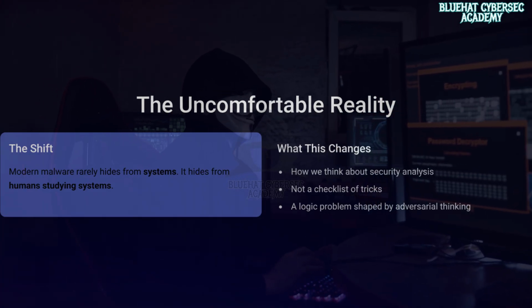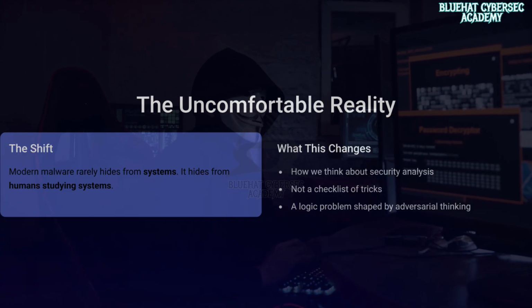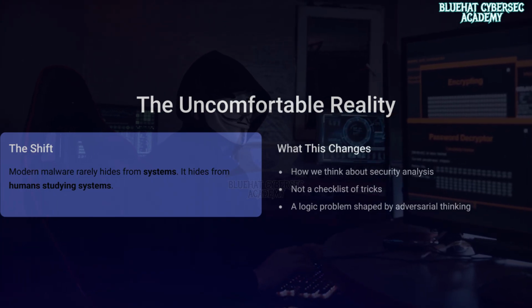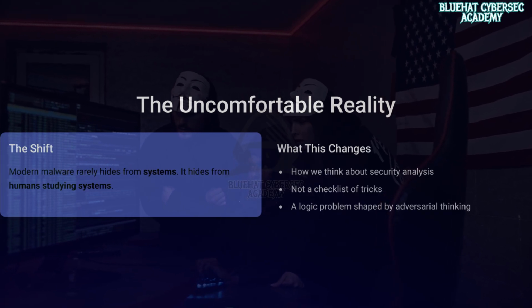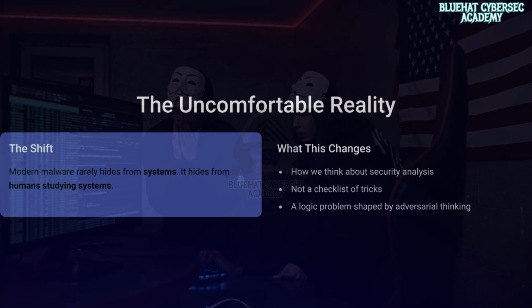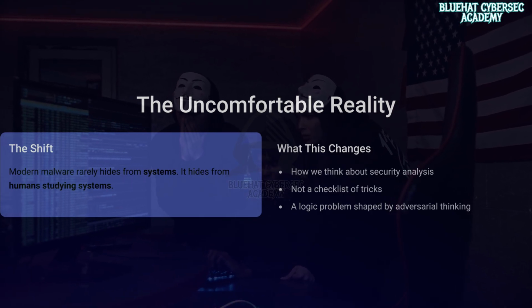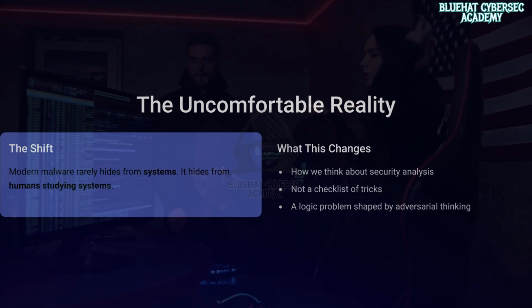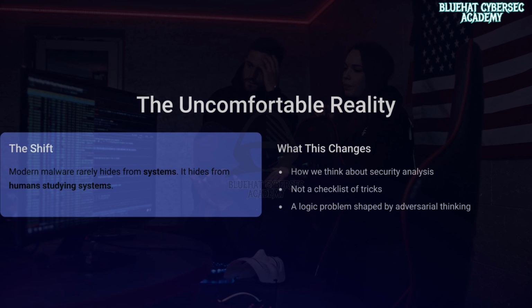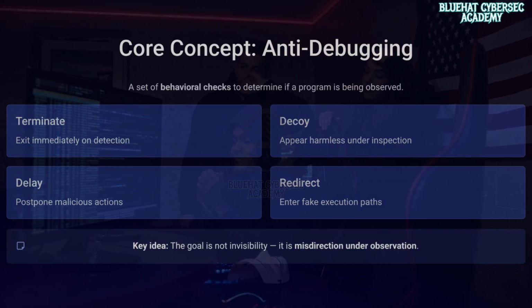So if you're ready, let's walk through this properly, because we're going to break down how anti-debugging actually works in practice, why it exists, the main categories of techniques malware uses, and just as importantly, how defenders can think more critically about detecting and countering it. Not as a checklist of tricks, but as a logic problem shaped by adversarial thinking. Let's start with what anti-debugging really means at its core.